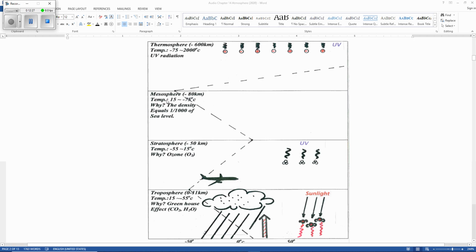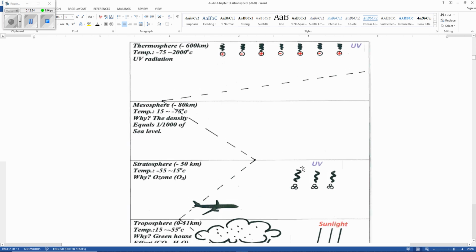Okay, now the third one we call the mesosphere. Let me make it a little bigger again. Okay, so the third one, mesosphere. This is from 50 kilometers up to 80. So now the temperature drops again from positive 15 degrees to negative 75 degrees. So it drops again. Why does the temperature drop again?